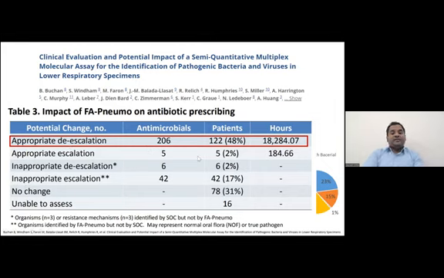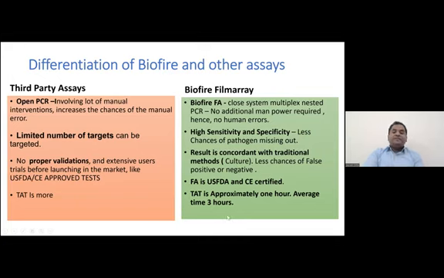How is BioFire, which is the commercially available test, different from the third-party assay or the in-house assay? The in-house assays are usually open PCR, and there are chances of manual error and contamination, while BioFire FilmArray is a closed system. Third-party assays have a limited number of targets, while BioFire has a higher number of targets and a shorter turnaround time as compared to third-party assays.